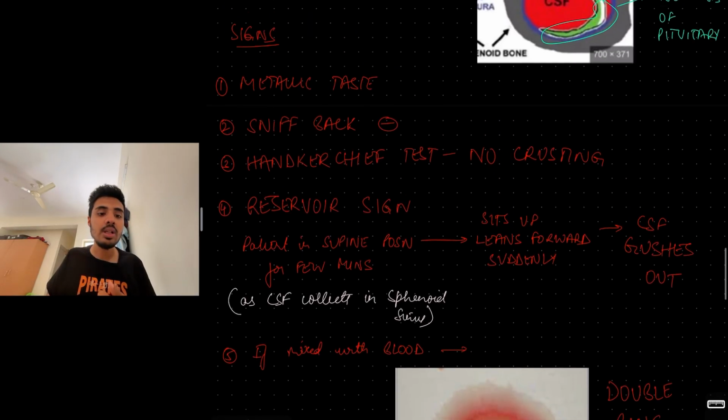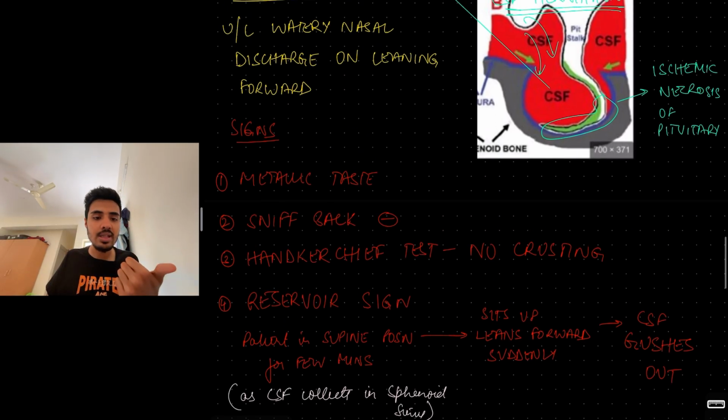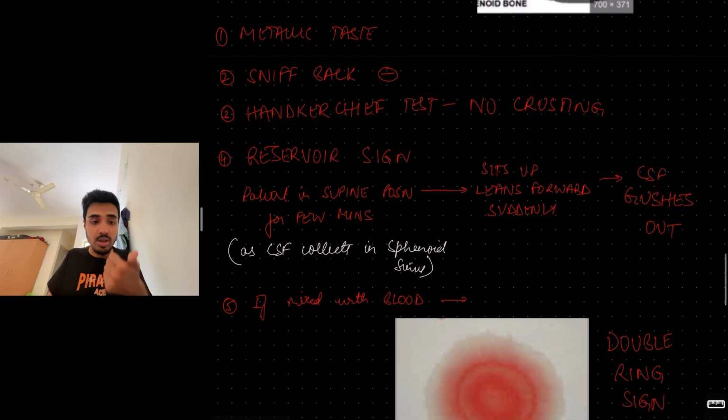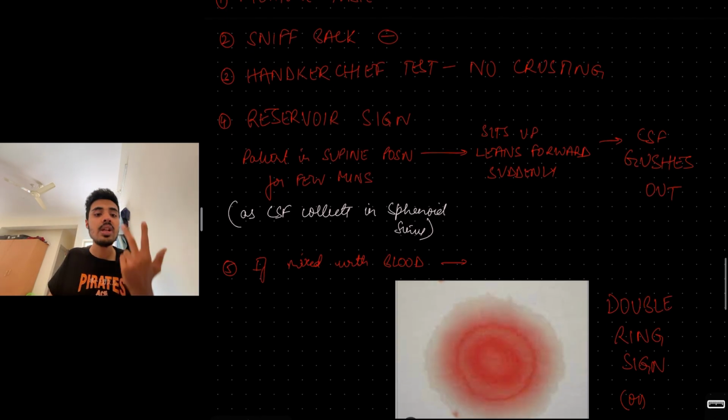So what is the symptom? Unilateral watery nasal discharge upon leaning forward. You cannot sniff it back. It has a metallic taste, reservoir sign, double ring target or halo sign, and handkerchief. It does not cause any crusting.